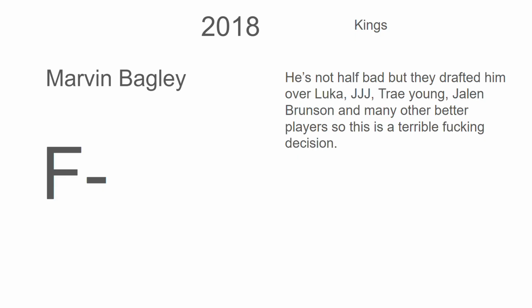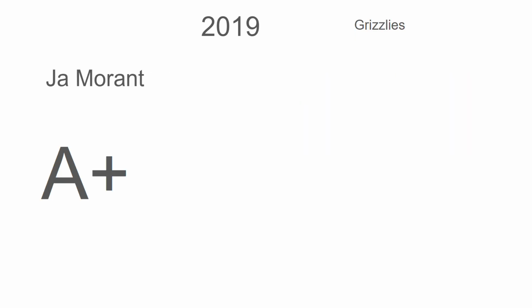Bro, Marvin Bagley was a beast in college, but at the same time, though, why did they draft someone like Jaren Jackson Jr.? Jaren was really, really good in college, was one of the best college players, and had way higher potential than Marvin ever did, yet they still drafted Marvin over him. I don't know, the Kings just suck, really.